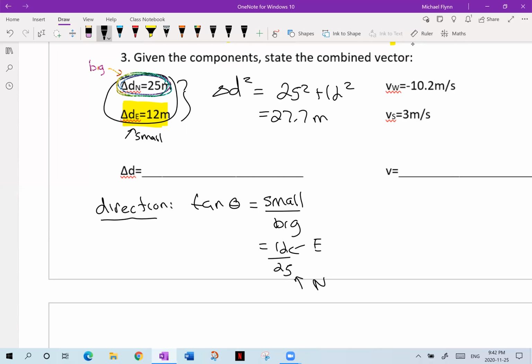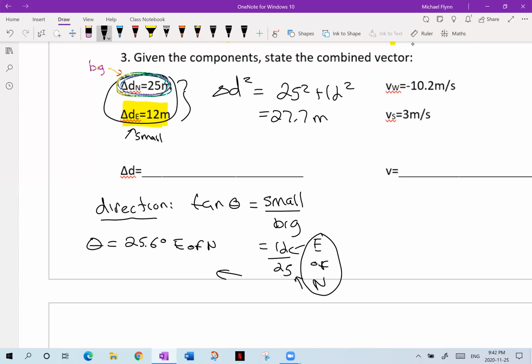Now watch this. When I do the inverse tan, I take my calculator, I go 12 divided by 25 equals 0.48. I go inverse tan, I get 25.6 degrees. So therefore theta is 25.6 degrees, but then you're going to write east of north. You see this here? Whatever's on top of whatever's on the bottom. And I don't have to draw the picture to get it. That's the beauty of it.